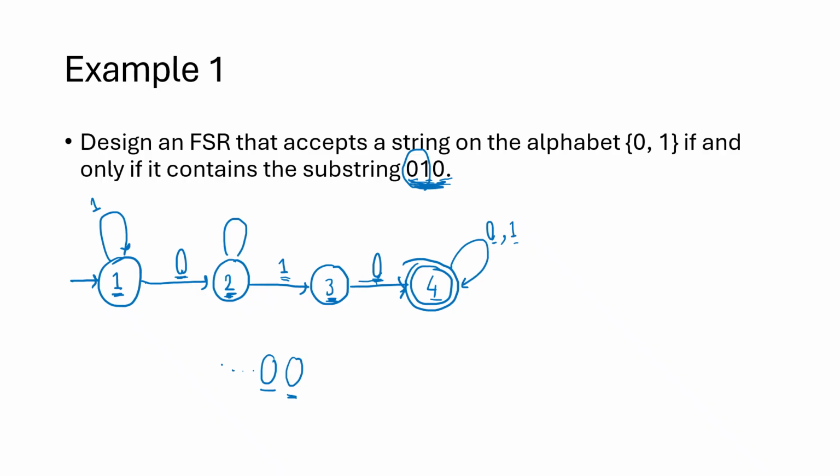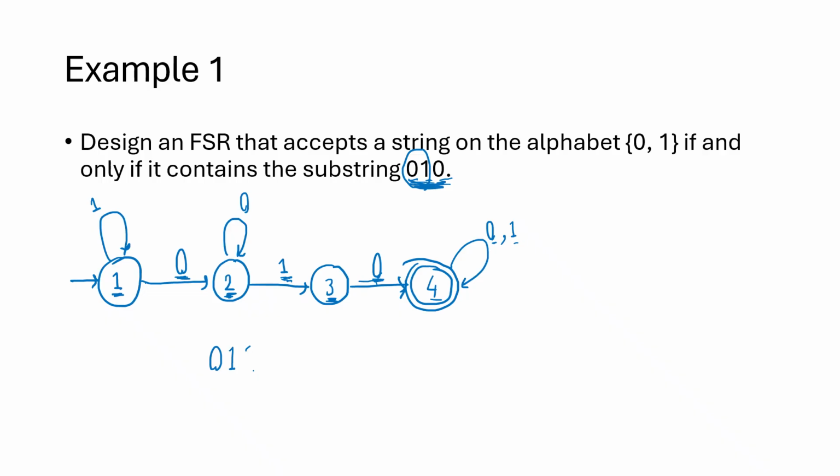In other words, with a 0 we are going to stay here waiting for the next 1 and the next 0 to accept. And finally, if you are at state number 3, which means what? Which means that in the pattern 0, 1, 0, you have already seen the 0 and the 1. That's why you are here, and you're waiting for the next 0 to finish it up.